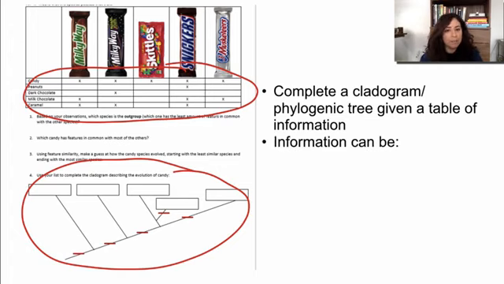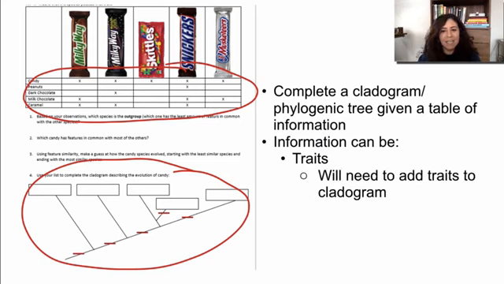That information might be something like traits. So that's what this example here is showing us. There are different characteristics of the species of candy. And in this case, if they give you traits, you'll also need to add those traits to the cladogram, and I will show you how to do that in just a second.